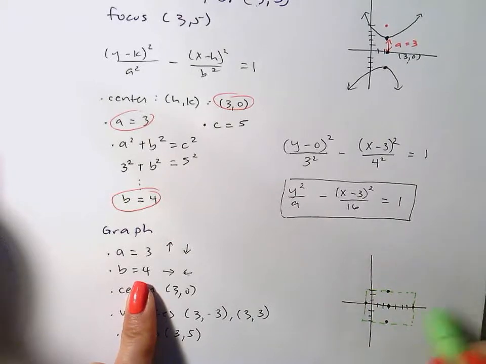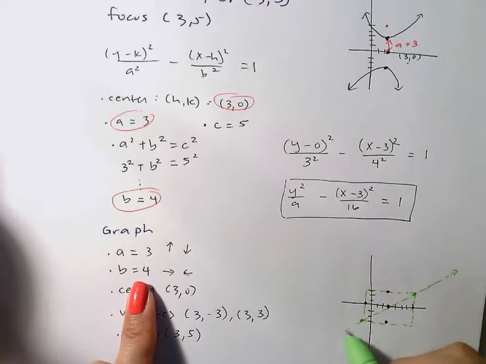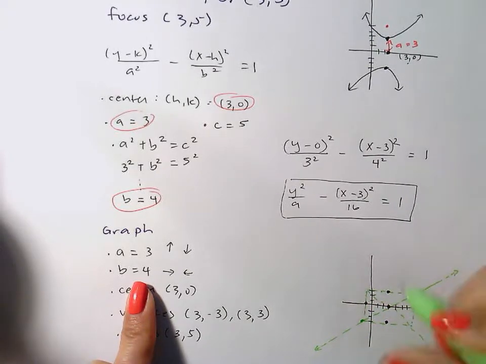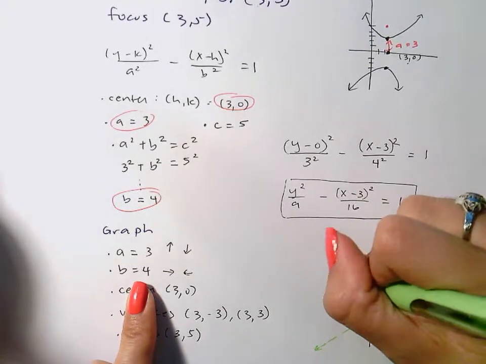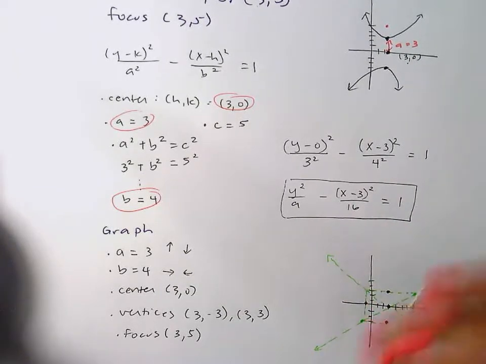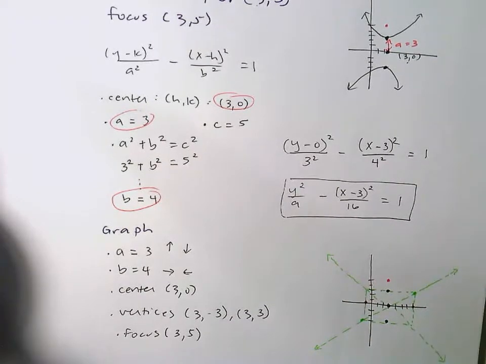And then we're going to draw our asymptotes going diagonal, going through the corners and the center as well. So we go through the opposite corners and the center. And this is what's going to determine how wide my graph is going to be. So let's go ahead and draw the focus also. The focus is at (3, 5). So we go 2 up. And then the focus on the bottom is going to be 2 below that as well.